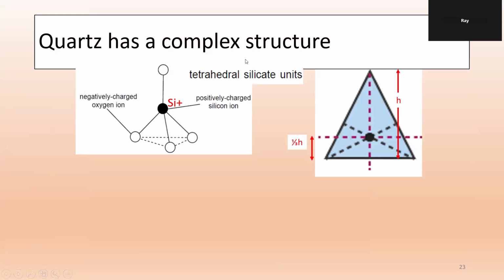Quartz has a complex structure. That's the structure of the quartz crystal, the quartz molecule. That's the silicon positive ion. This is two dimensional, silicon positive ion. And then on the other side, these are oxygen. So there is a center of gravity at 1/3 of the height. This is just for your info only. I don't think they will bother to ask you all this.